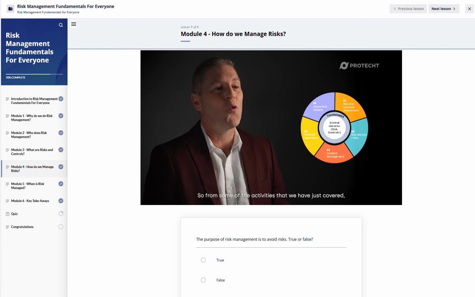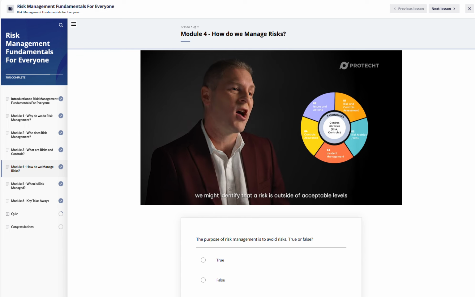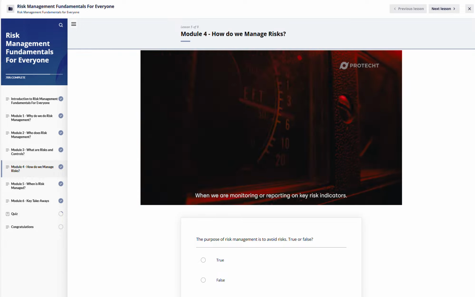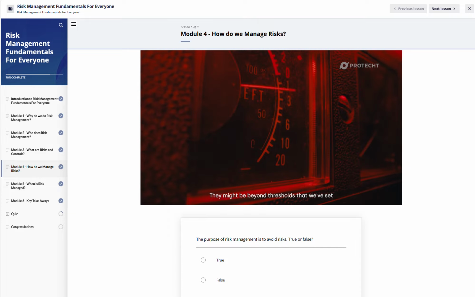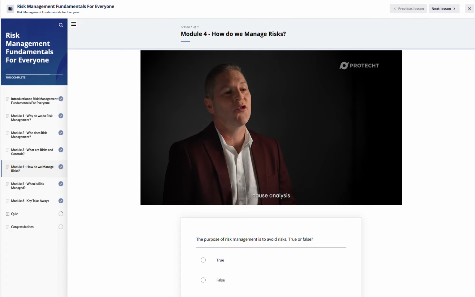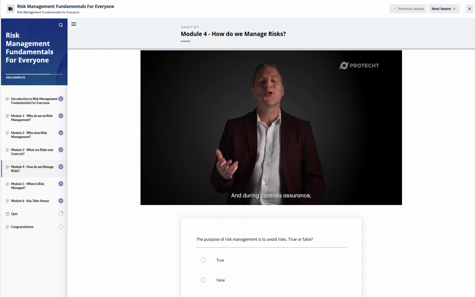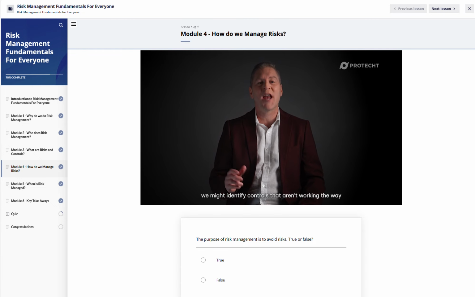So from some of the activities that we have just covered, we might identify gaps or things that we need to address. In risk assessments, we might identify that a risk is outside of acceptable levels and something that we want to do something about. When we are monitoring or reporting on key risk indicators, they might be beyond thresholds that we've set, requiring some action to be taken. During incident management, we may identify some inadequate processes during root cause analysis that requires us to take some action in order to address them. And during controls assurance, we might identify controls that aren't working the way we thought they were, requiring us to remediate them or make them better.